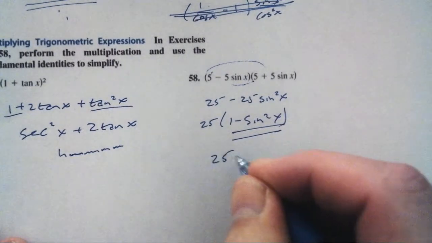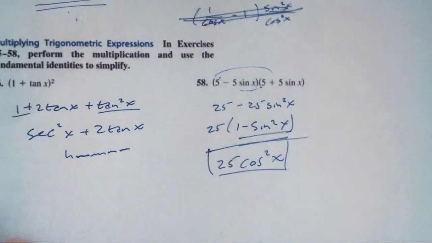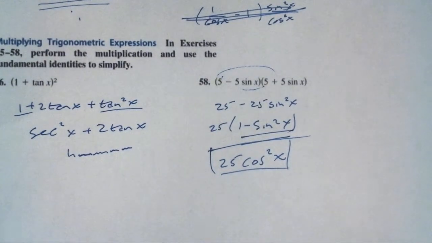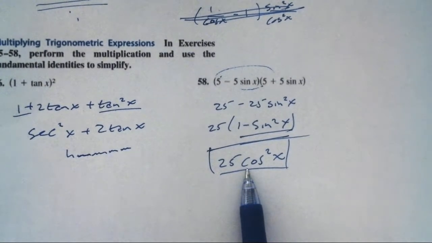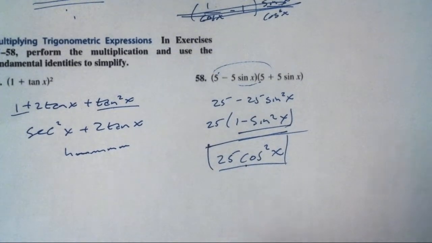that's cosine squared. So this is 25 cosine squared x, and that's a simplified problem that I would want to put on a quiz or test. Once we get to this point, there's no way in the world we're getting that simplified. We could change its form, but not simplified.